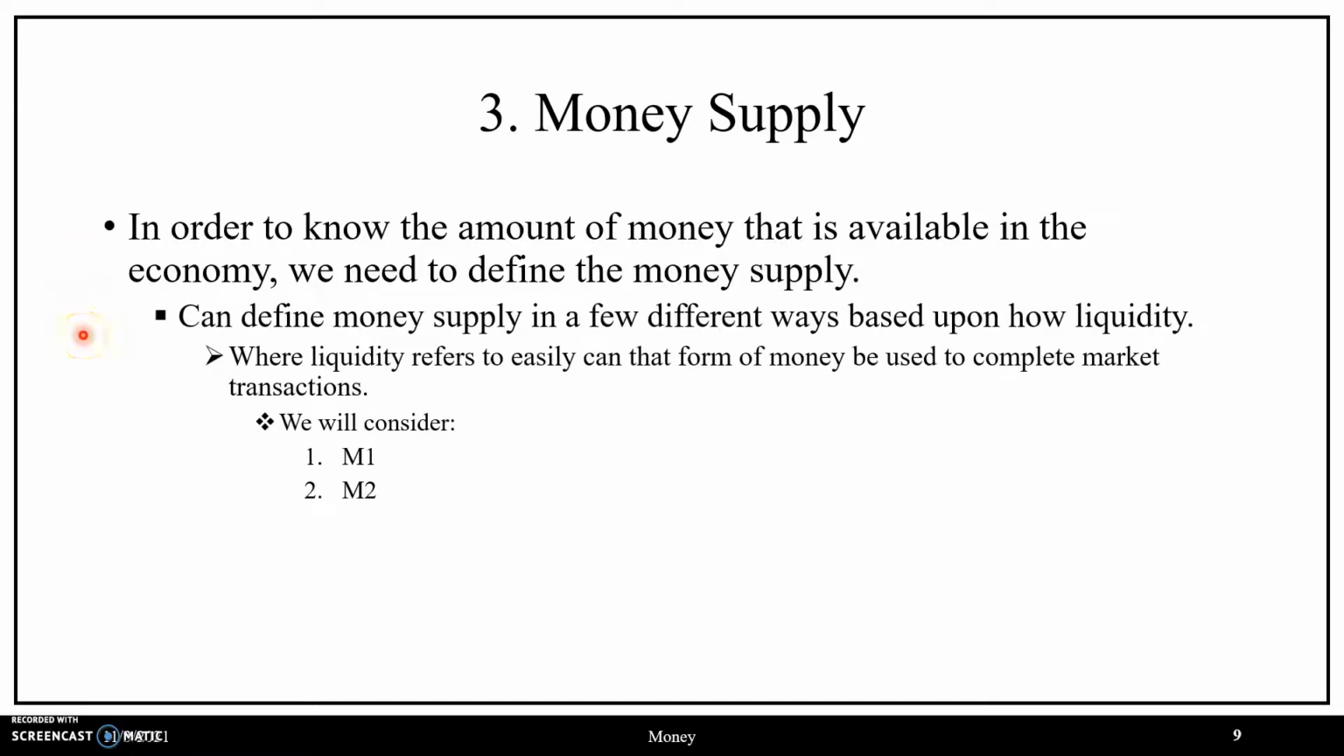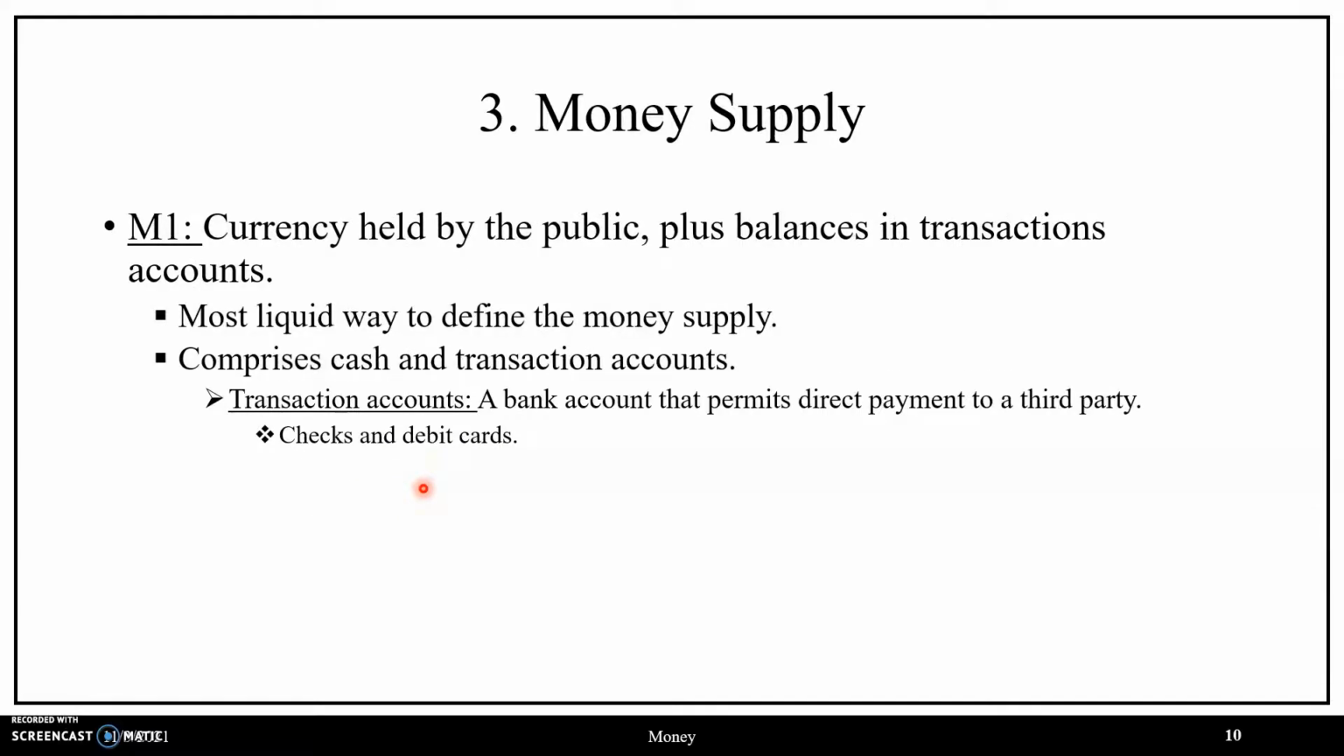We can define the money supply in a few different ways based off of liquidity, where we will refer to liquidity as how easily that form of money can be used to complete market transactions. We will consider two definitions of the money supply, the first being M1 and the second being M2. Turning our attention to M1, the M1 money supply is defined as currency held by the public plus balances in transaction accounts.